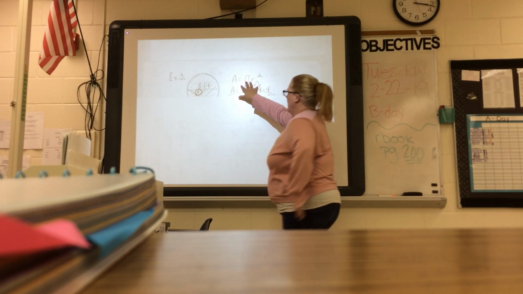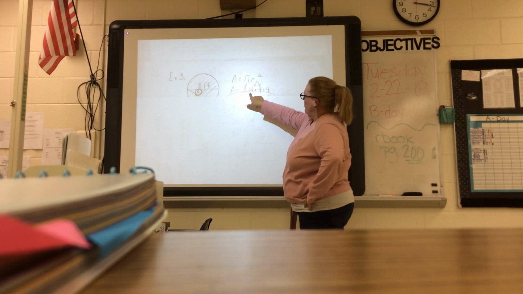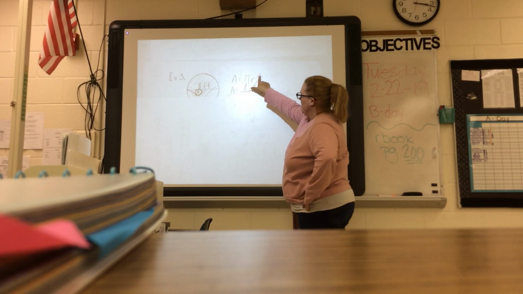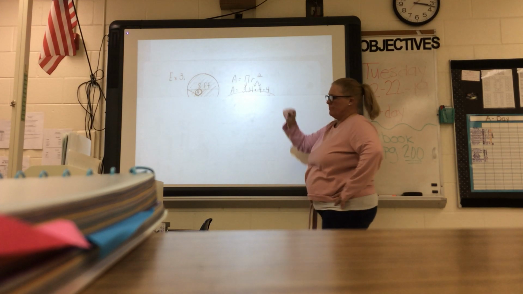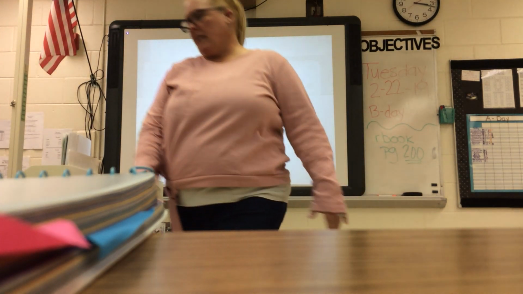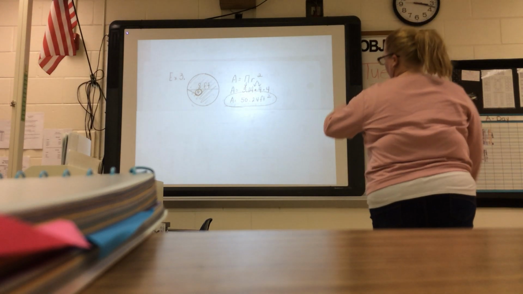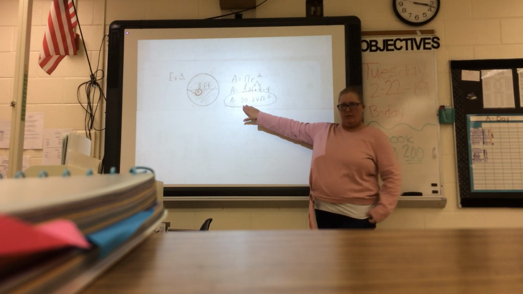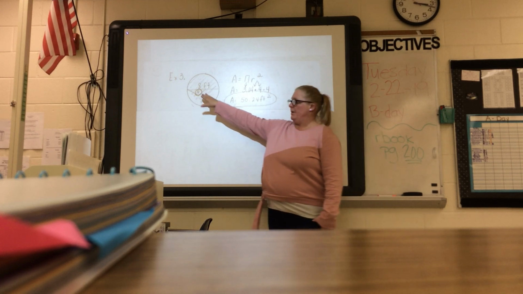So now we can use our area formula. We have A equals pi, 3.14, radius squared, and our radius is 4. So it's 3.14 times 4 times 4. And our answer to that question is going to be area equals 50.24 feet squared. So that's how you get the area of a circle when you have a diameter.